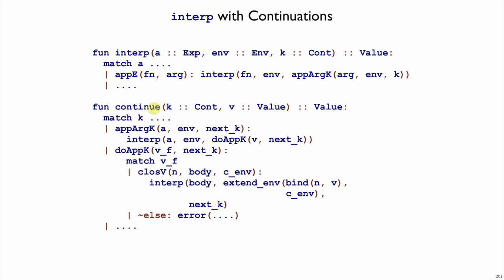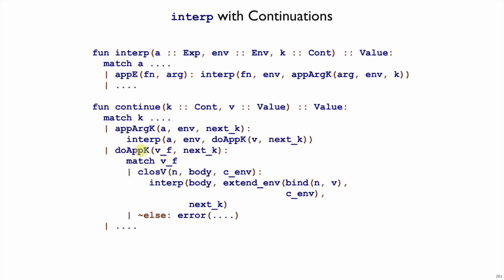On the continue side, once we have gotten a value for the function, v is a value for the function, that is the result of evaluating the fn expression, then we start interpreting the argument expression in that environment that we remembered. Meanwhile, remembering that after we get a value for the argument, we need to actually apply the function. So we end up with a do app k as the next step, remembering the function value and then whatever we're supposed to do after we call the function.